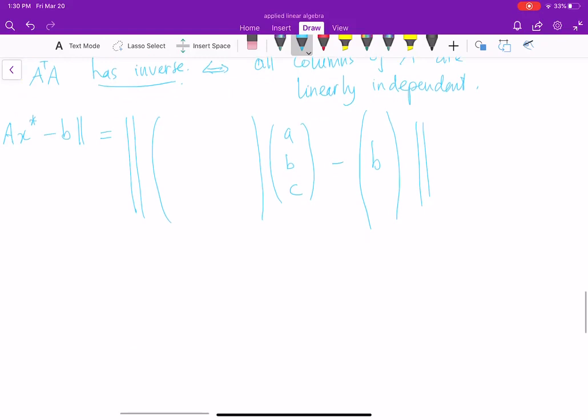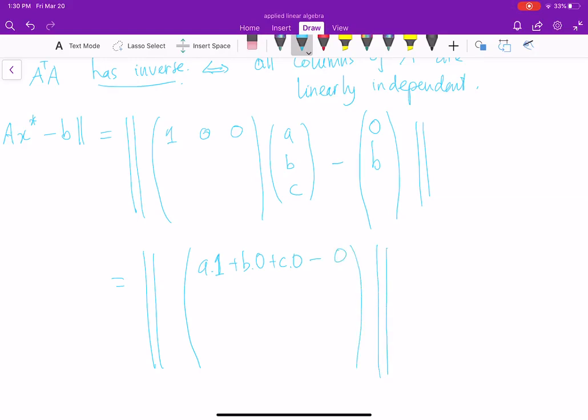Basically each time I just demonstrate the first row, and for the rest we do similarly. For the first row, for example, we have 1, 0, 0 here, and the first entry of b is 0. So for the first coordinate of this vector I will get the following: a times 1, plus b times 0, plus c times 0, and subtract the 0 here. I just take the coefficients, multiply with these, and then subtract 0.